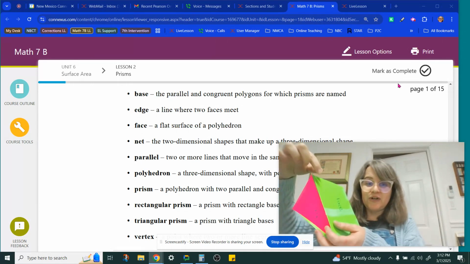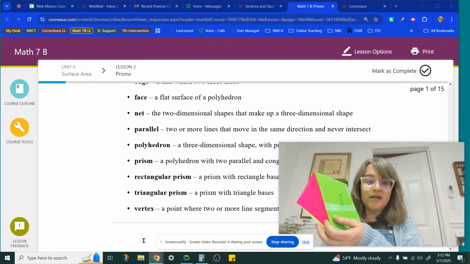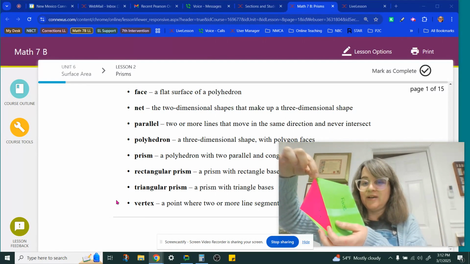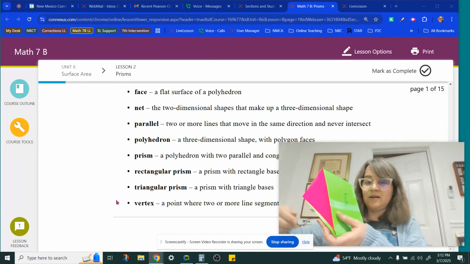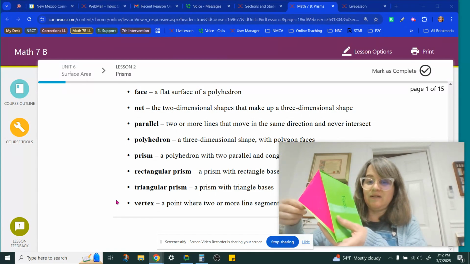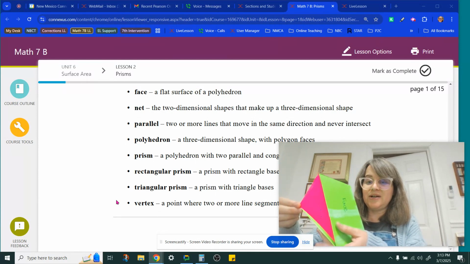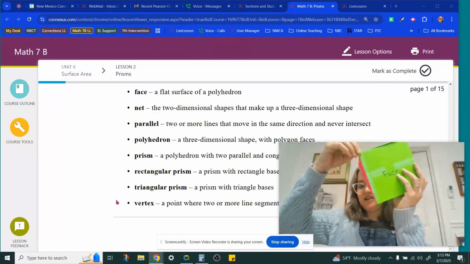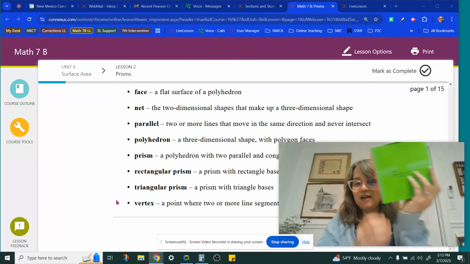So anyway, the vertices. So this says vertex down here. If you have more than one, we call it a vertice. So here's a vertex, vertex, vertex here, vertex here, okay, over here too, vertex and vertex.